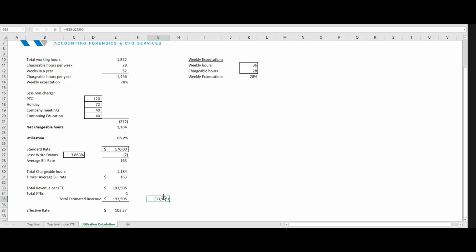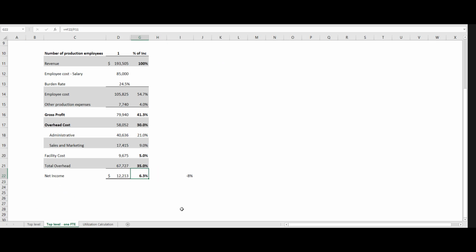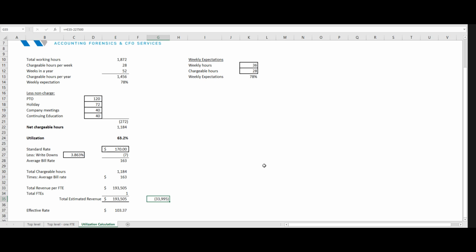Otherwise, in this case, you just lost $33,000 in revenue, potential revenue, mind you, and your net income is now at 6%, and that is well below the 10% that we want to make sure you maintain, so that you are in the correct profit realm on your break even. Now again, you can go through and manipulate your standard rate, you can manipulate the hours, and so on and so forth, and that's the beauty of this.